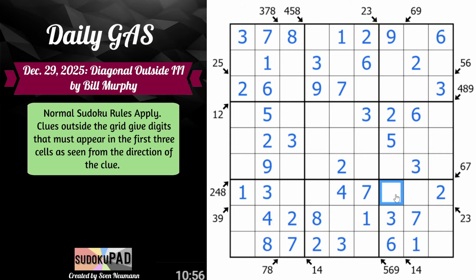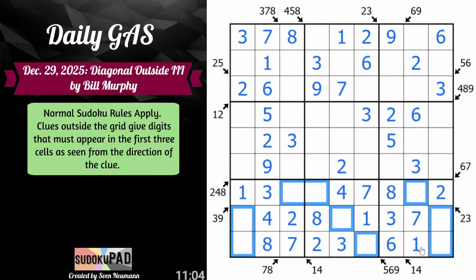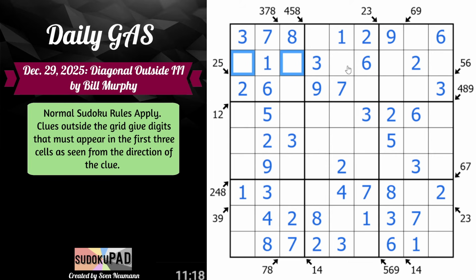This can't be 5, 6, or 9. So this is simply 8. So we have a whole set of 5, 6, and 9 here across the bottom. All right, and this is 4, 5, and 9. So it's 4 versus 6.